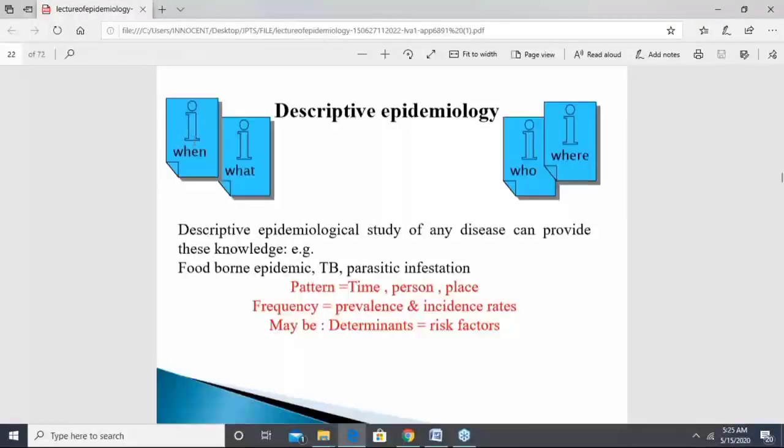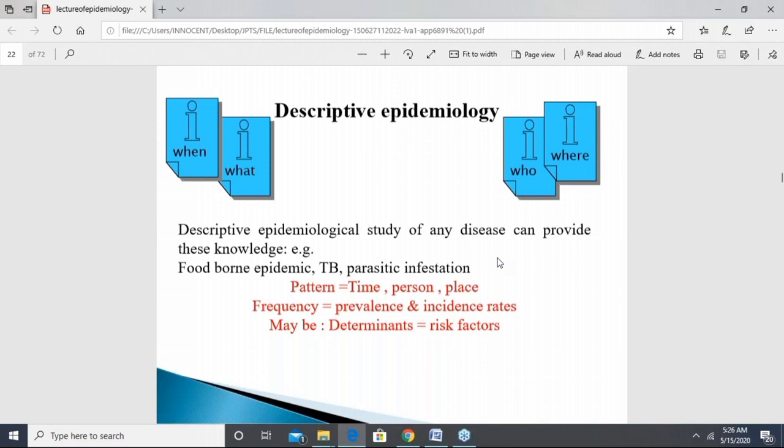the questions: when, what, who, where. So it's the study of any disease that can provide all this knowledge. When did it happen? What happened? Who are involved? Where did it happen?